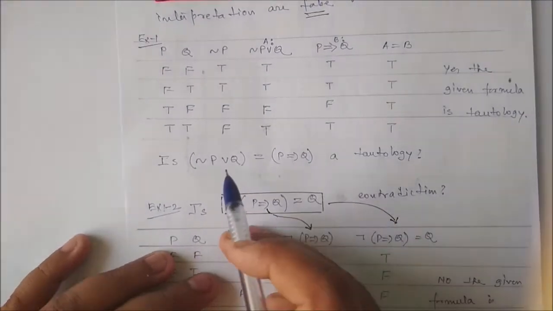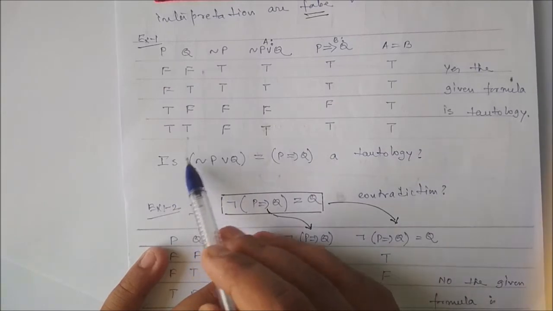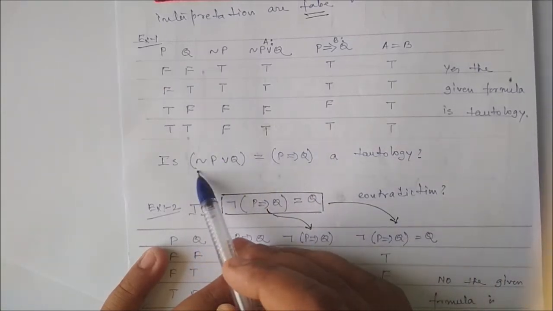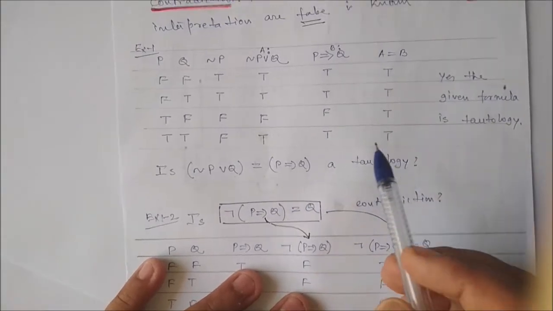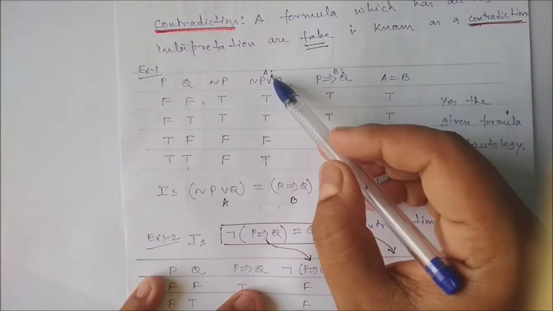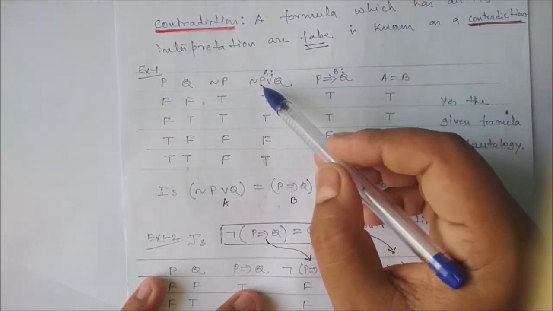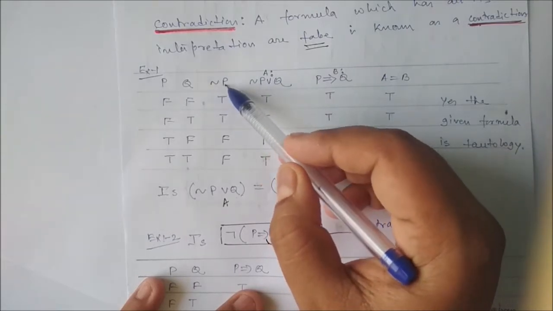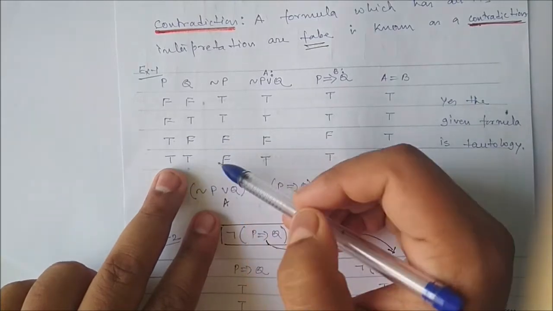Let we have one particular formula. Now here the formula is: not P or Q is equal to P implies Q, a tautology. So let this be A and this be B. A is what? Already you know, not P or Q. So to get it we have to write not P first. So not P is what? If it is false, then it's true; false, it is true; true, it is false; true, it is false.